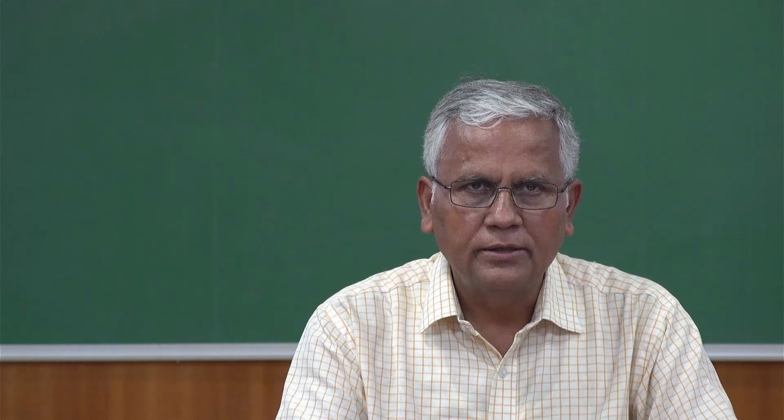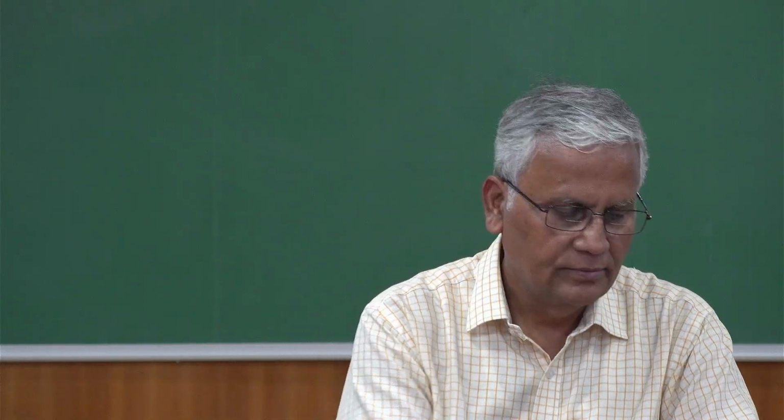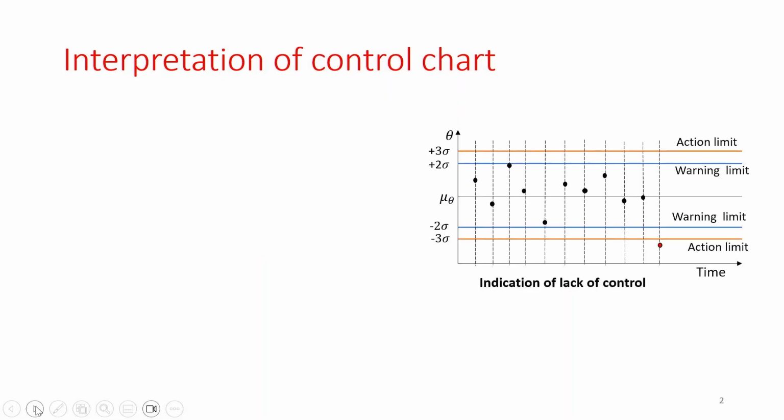Today our discussion is on interpretation of control chart. Here is a control chart. You see that there are few data points which are scattered, and we have the action limit shown by the orange colors, and also we have the warning limits.